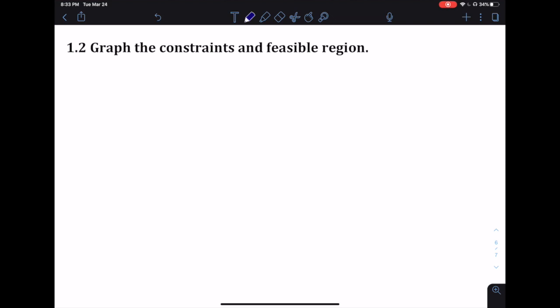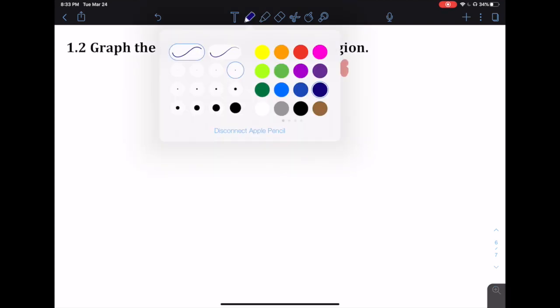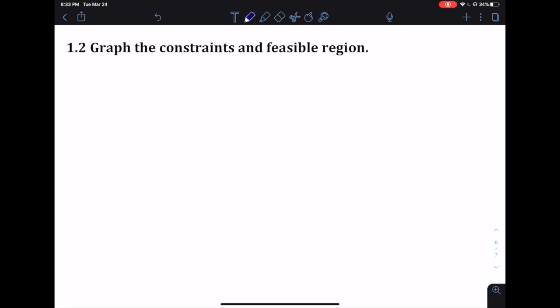Okay, here we want to graph the constraints and the feasible region. The first constraint, let me write it down here, is 5x plus 10y greater than or equal to 90. I can simplify this by dividing each side by 5. Then x plus 2y is greater than or equal to 18. So this is the constraint.